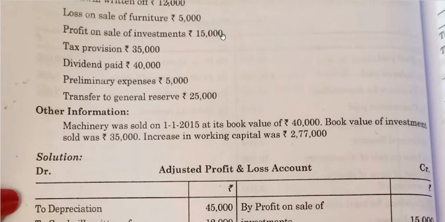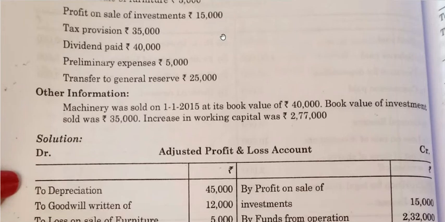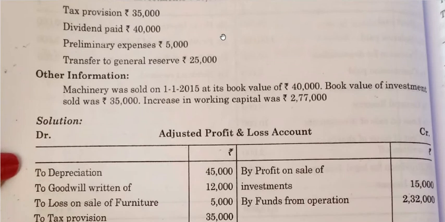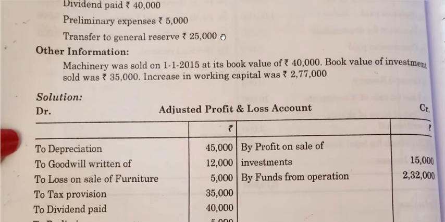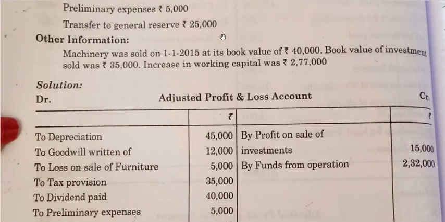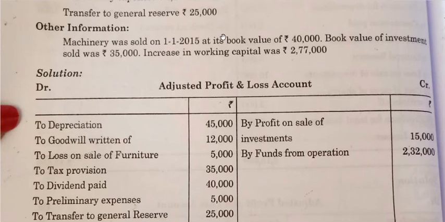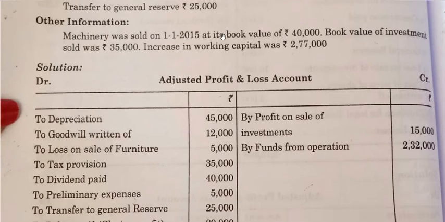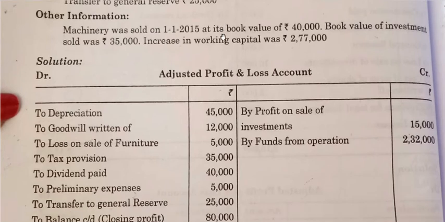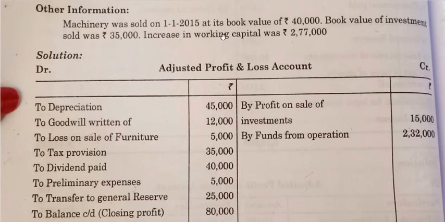Tax provision is adjusted profit and loss account. Dividend paid, adjusted profit and loss account. Preliminary expenses, adjusted profit and loss account. Transfer to general reserve, adjusted profit and loss account. Other information: machinery was sold on 1/1/2015.